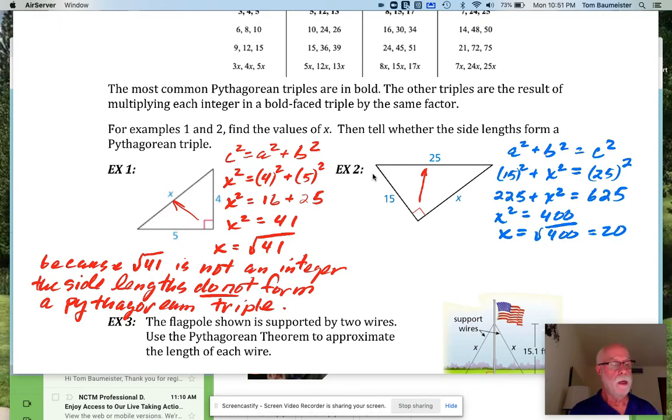All right. So now that is an integer. So in this case here, yes, it does form a Pythagorean triple.